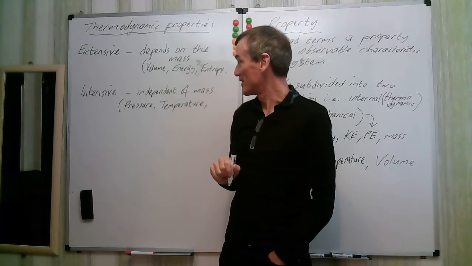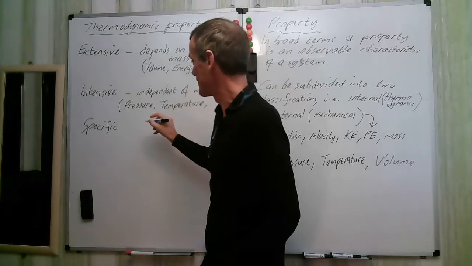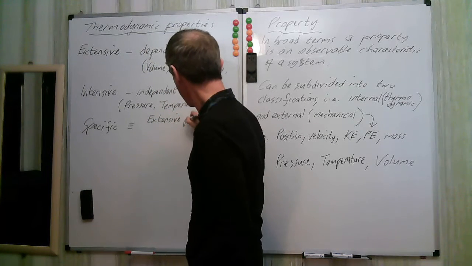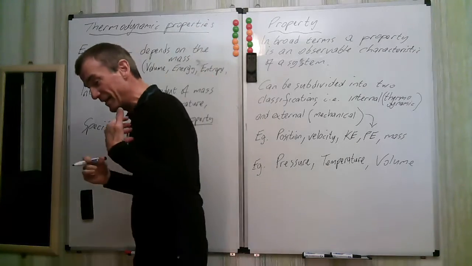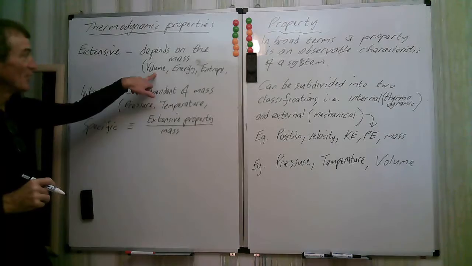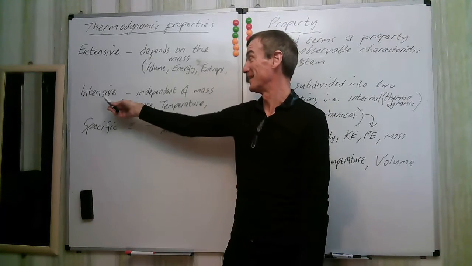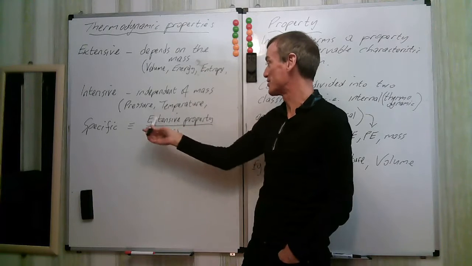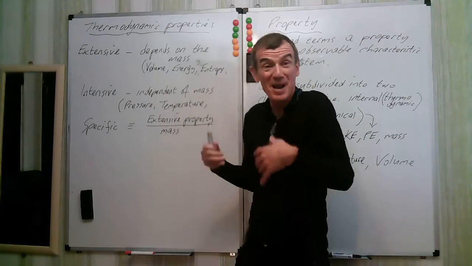And the third category is specific. A specific property. Now this is got about by taking your extensive property and dividing through by the mass of the system. So you look at your system, whatever the extensive property is, which could be volume, for instance, or energy, for instance, entropy, and you divide through by the mass, and you've got specific, which makes it an intensive property. So this is a subclass of intensive, if you like. Because if the mass doubles, it doubles on both top and bottom here, so it cancels out. So then, specific is independent of the mass.